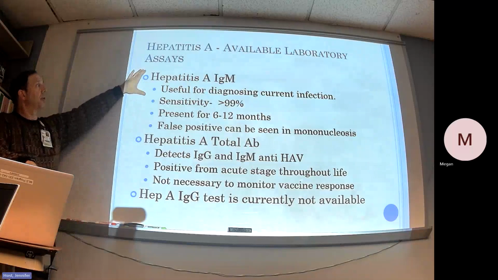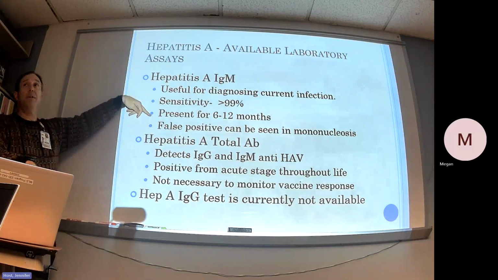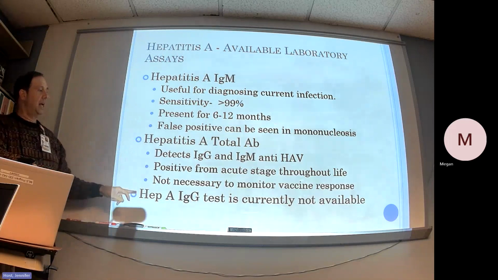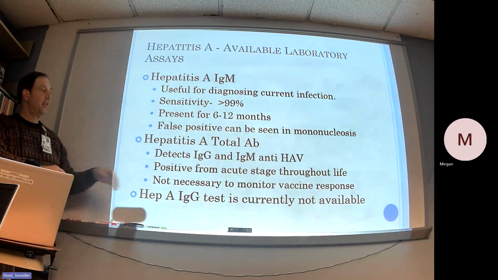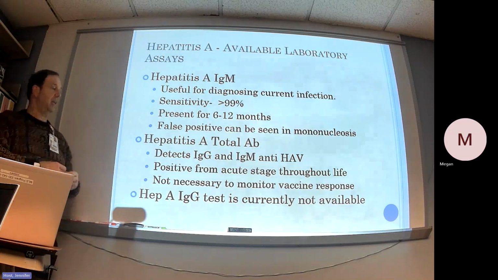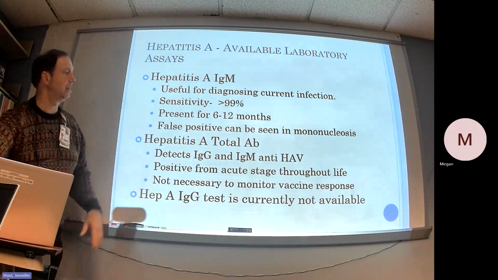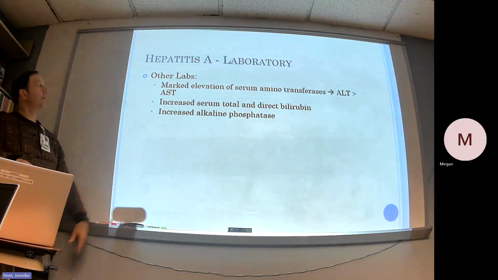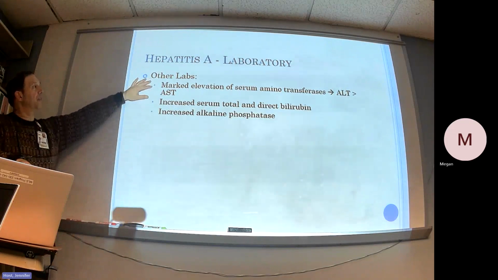So current infection, IgM. It can be present for a while. So symptoms are huge because it could be around for a while. Total is the G and the M, and that obviously helps you. And if you only had Hep A IgG, there actually is a Hep A IgG. You can do one or the other. And again, marked elevation.